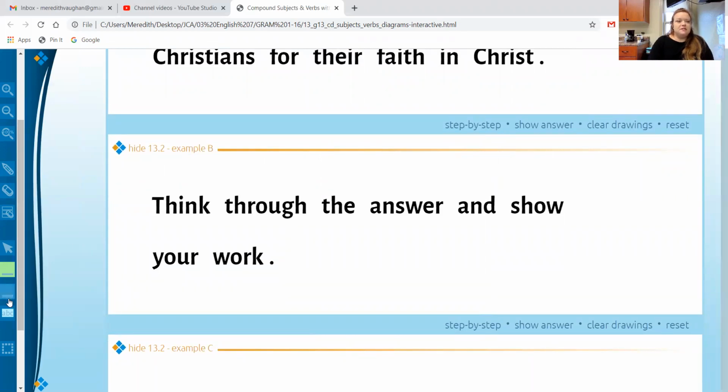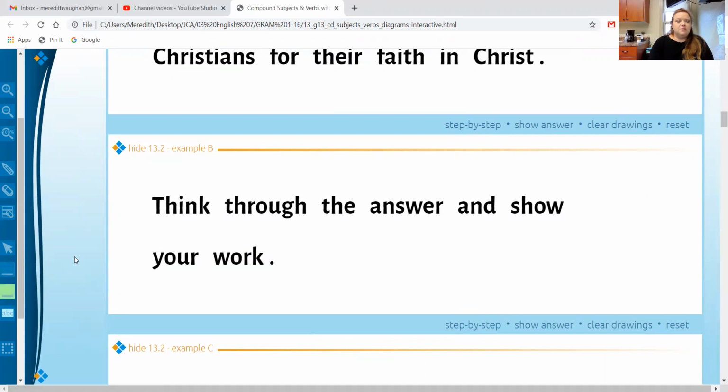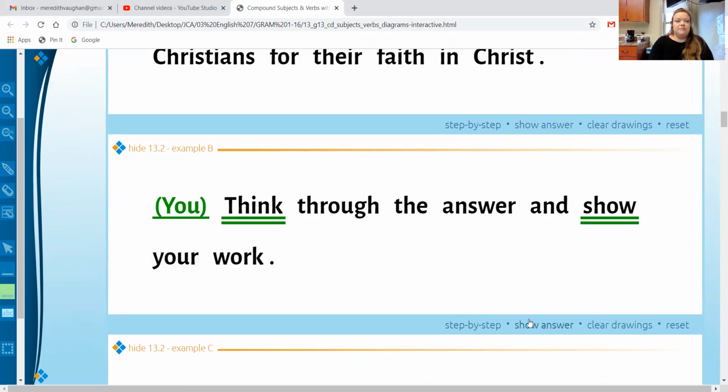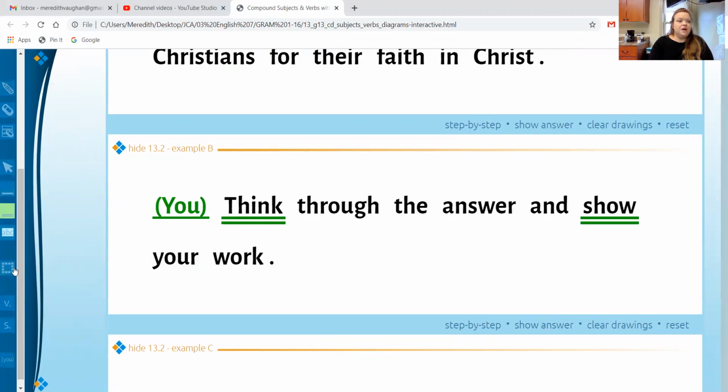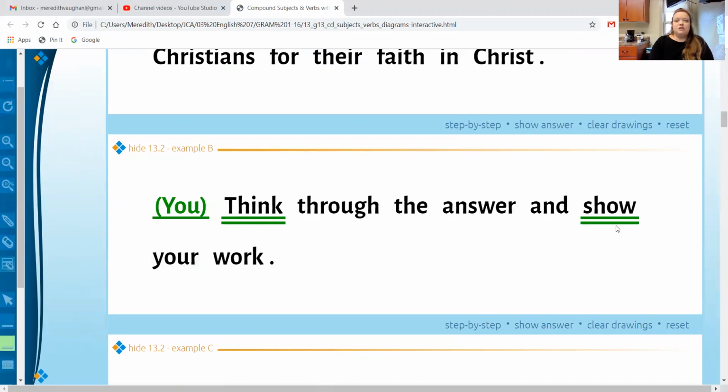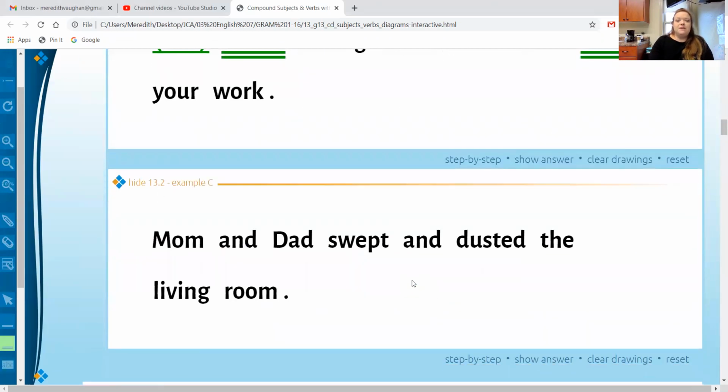All right, think through the answer and show your work. So in this case, you have a declarative sentence. So you have an understood you as your subject. You think and show. I wonder if they'll show that. Yeah, they did throw that in there for us. So you have think and show as your verbs. Your subject is you.